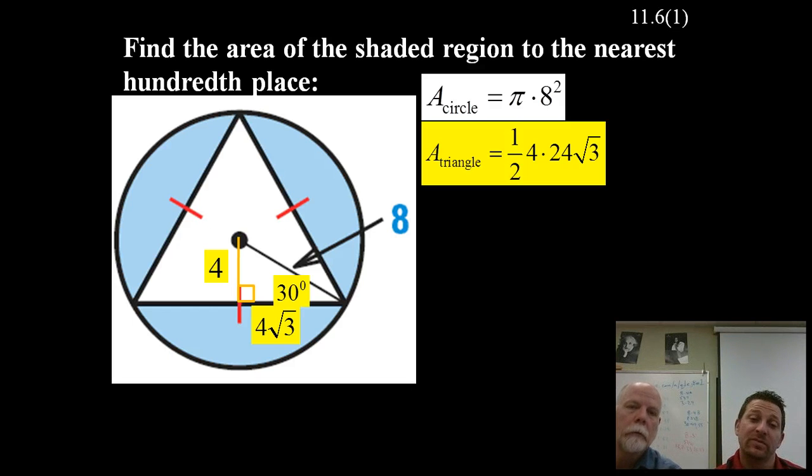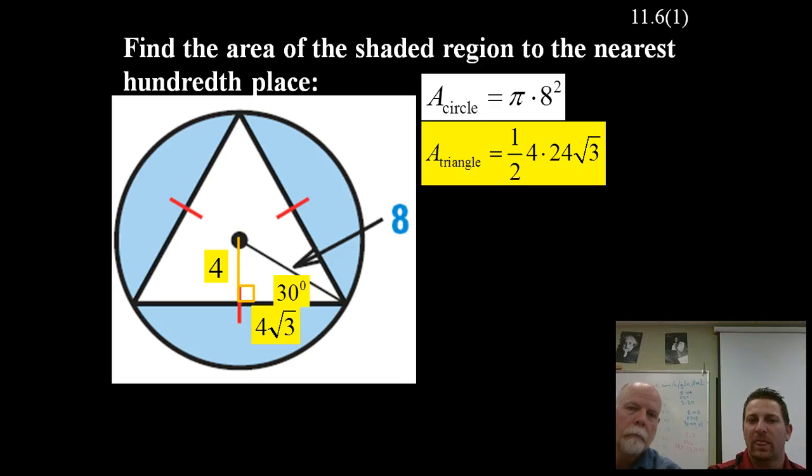times the perimeter. Okay, so 1/2 comes from the formula. 4 is the apothem. That's that right angle going from the side into the center. And then 24 root 3 comes from each side being 8 root 3, and there are 3 of those sides. So 8 root 3, 8 root 3, and 8 root 3 give me 24 root 3.